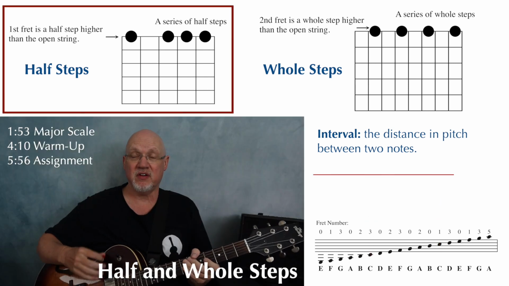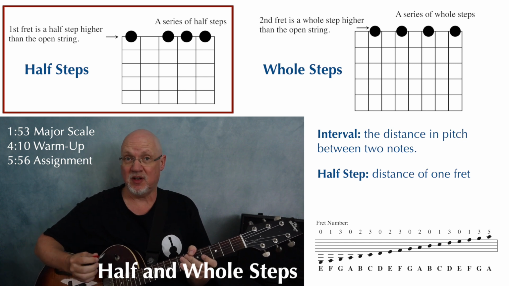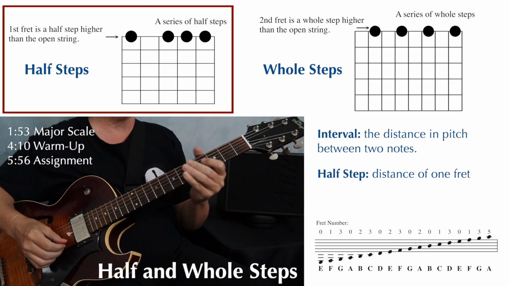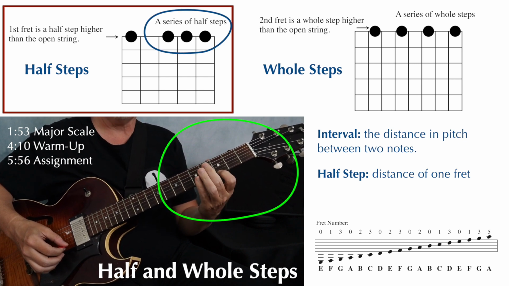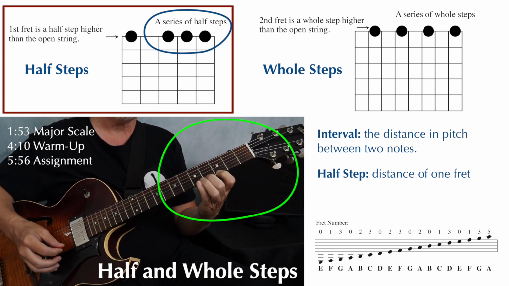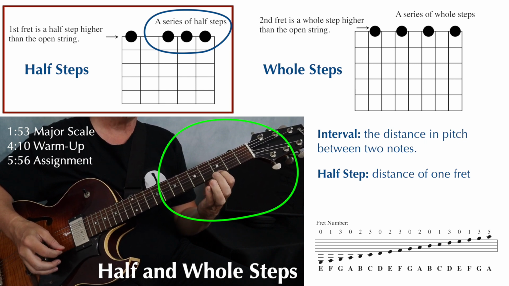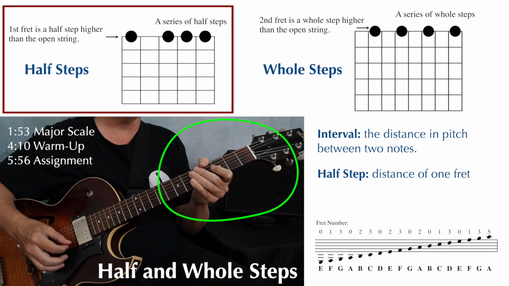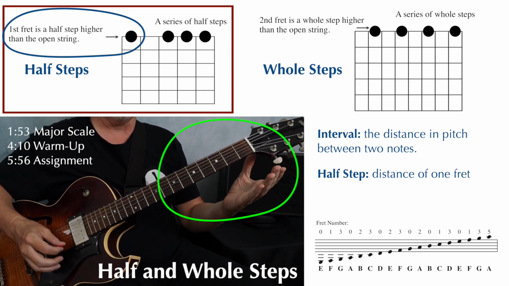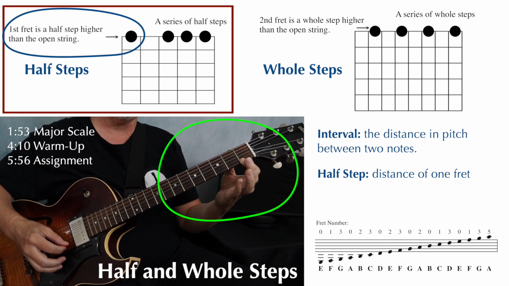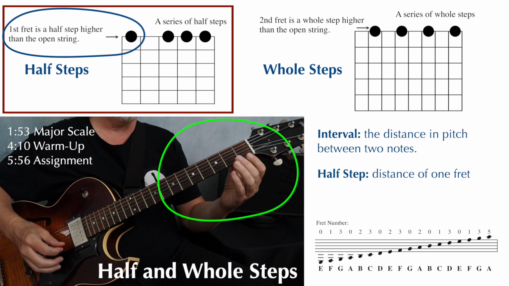Now the smallest interval, at least in most Western music, is the half step, and the half step is pretty easy to find on guitar. It's just the next fret. So in this diagram we have a series of half steps, 1, 2, 3. All those notes are a half step apart. And if you want to play a half step higher than an open string, with no frets, the half step would be first fret. So there's a half step there between your E and your F.